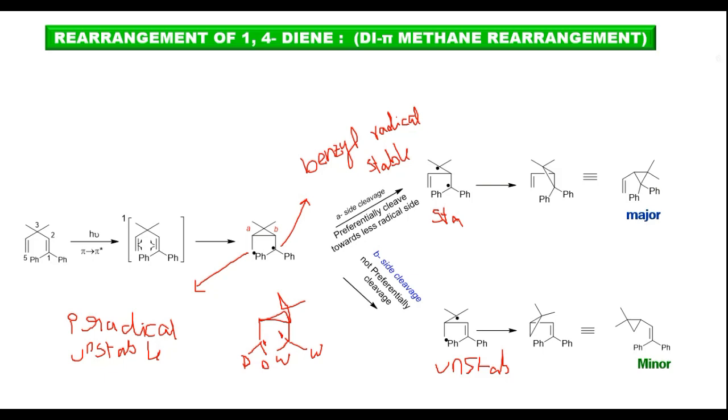Now you see, this radical is attached to donating groups, and this radical is attached to withdrawing groups. A radical attached to withdrawing groups is unstable, and a radical attached to donating groups is stable. Therefore, you have to cleave the bond towards which side? The less stable radical side. You have to cleave this bond. Friends, if you remember this concept, then you can write the mechanism very easily.